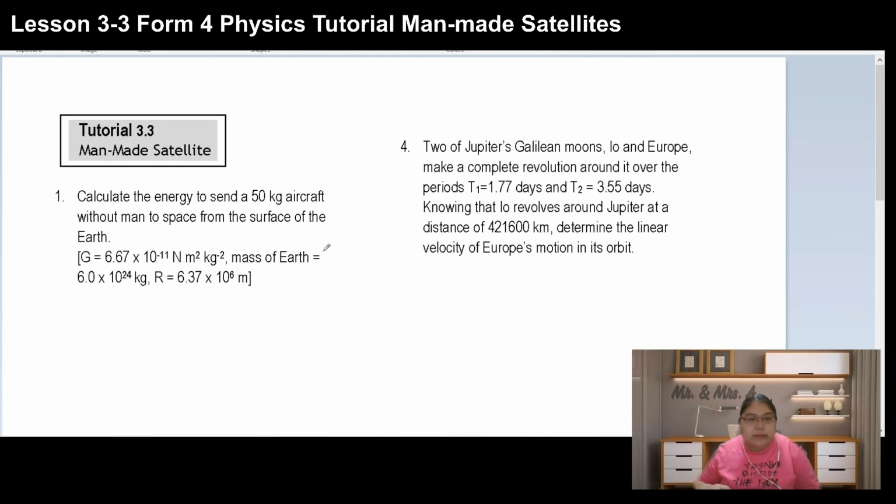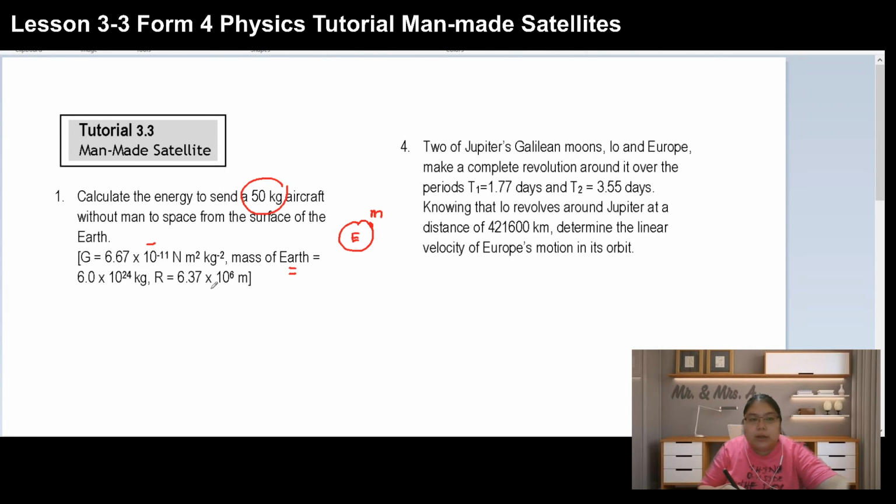Okay, come and see the first one. There's a 3.3 man-made satellite. The first one, they ask you to calculate the energy to send a 50 kilogram aircraft without the man to space from the surface of the earth. That means you don't need to add the height, because it's still the surface. This one is the earth, and your aircraft is here, on the surface. Now the small m, we know the mass of the aircraft. Then the mass of the earth we also know. Then G, the gravitational constant, and this one is the radius of the earth.